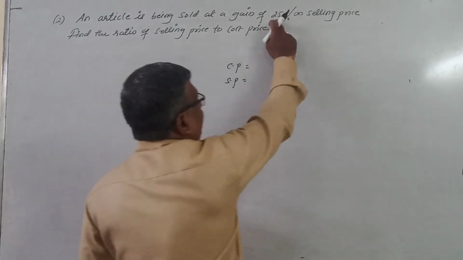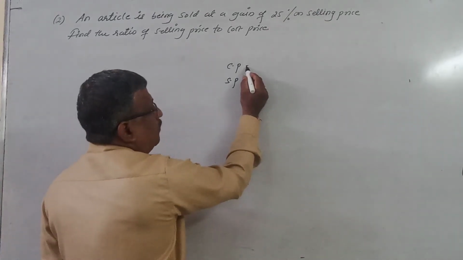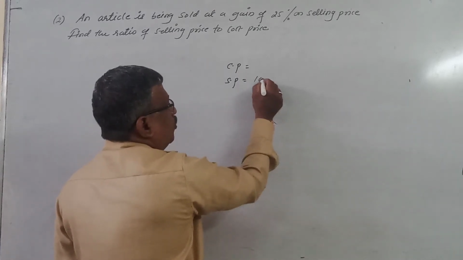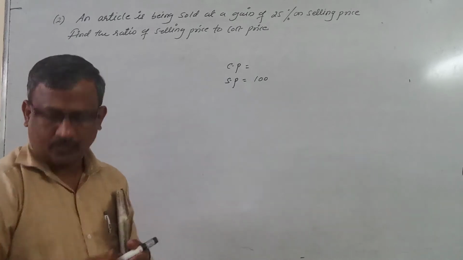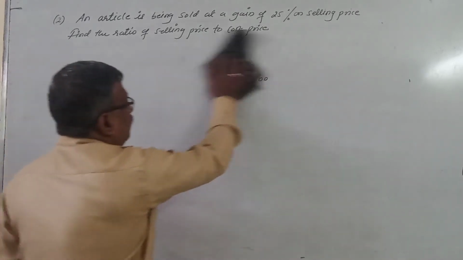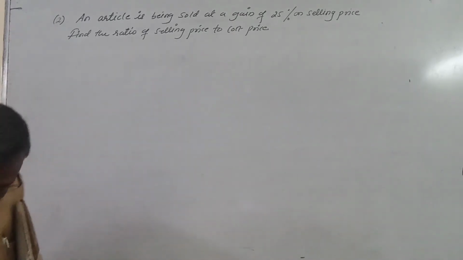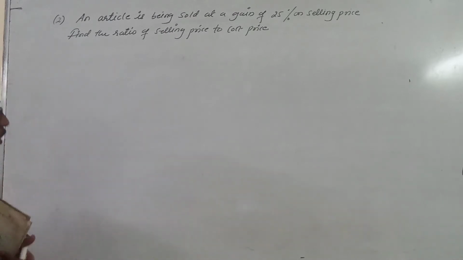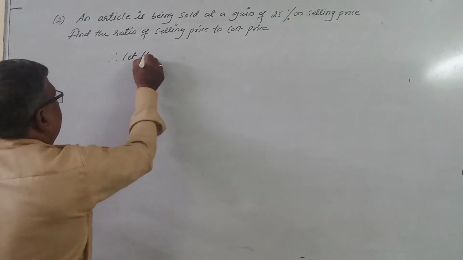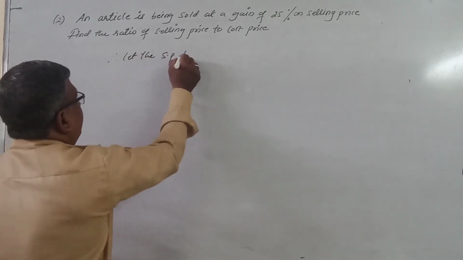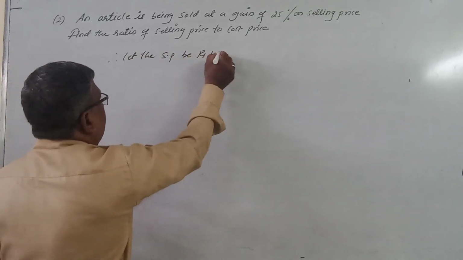So here the profit you want is on selling price. So instead of assuming cost price as 100, you have to assume your selling price as 100. Get this point? So let's start with the solution. So which price do you have to assume here? Selling price. So let's assume the selling price to be rupees 100.